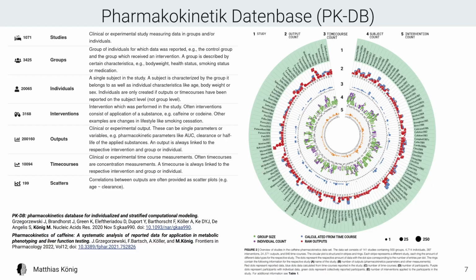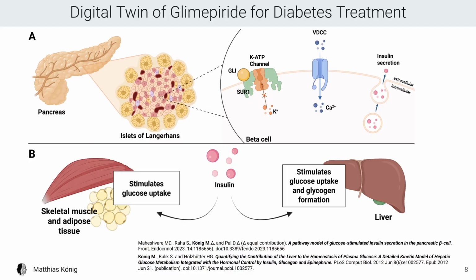Thanks to the standardized and structured storage in PKDB, it is possible to perform cross-study analysis. For the substance caffeine, for example, we were able to create a comprehensive meta-analysis of its pharmacokinetics based on data from numerous studies with different doses, populations, and study designs. Such analyses are crucial for model validation, quantifying inter-individual variability, and developing realistic digital twins.